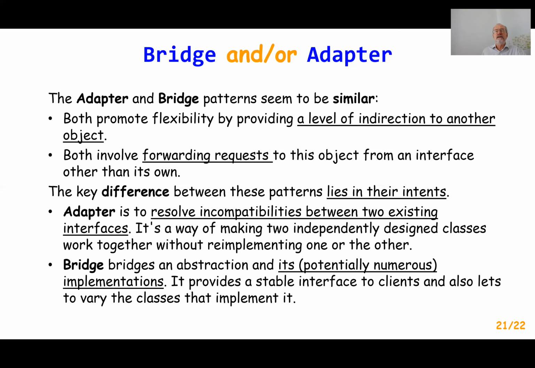So this is the way we help to keep independence between the two hierarchies. It provides a stable interface to clients, because clients know only the left part, the abstraction hierarchy, and it also lets us vary the classes that implement it, because the implementation hierarchy can evolve independently, as we might see from the previous slide.